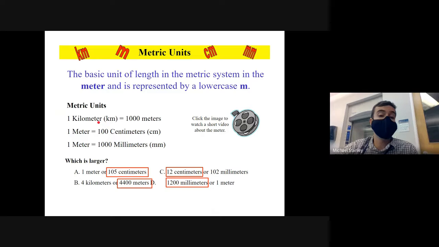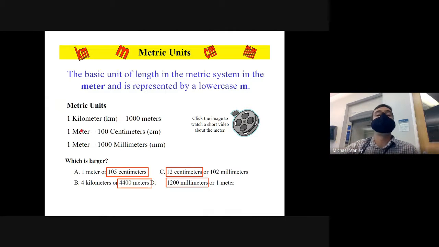So the base unit for length is called the meter. Everything else is based around the meter. The way that we usually represent a meter is with a little lowercase m. So if you see something that's like 7m or 14m, that stands for 7 meters or 14 meters. Just like IN stands for inch or MI usually stands for miles, in this case, meter is usually abbreviated as m. So a meter is our base unit.